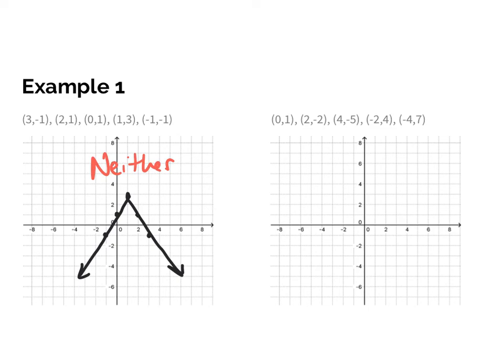Same thing in example 2. So let's plot our points, which should give us this shape here. All right, now if I were to connect these points, in order to do that, I would need to connect them with a nice, smooth, continuous line. So based on this graph, we can see that this would be a linear function. Linear because it forms a straight, continuous line.